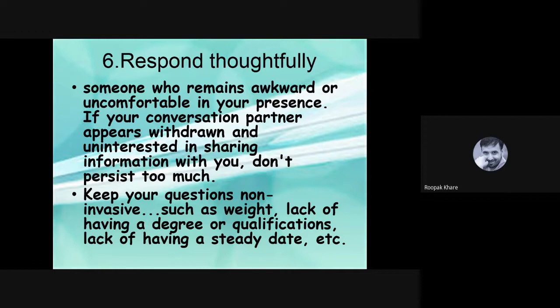You could be talking about qualifications or salaries or religion or their personal relationships, their personal life. All these things can at times, or a lot of times, in fact, be offensive. So let us avoid these topics as far as possible. Respond thoughtfully.